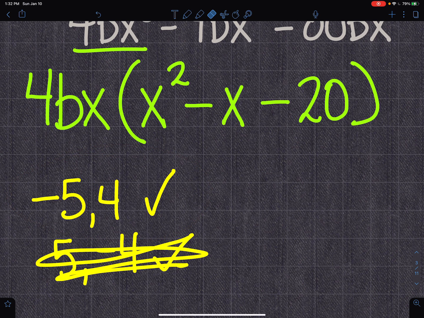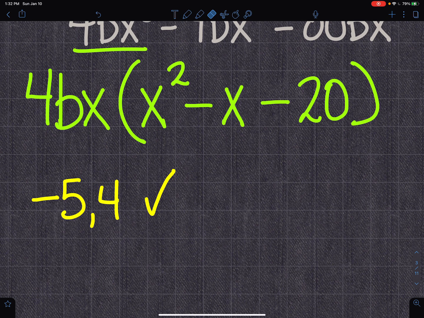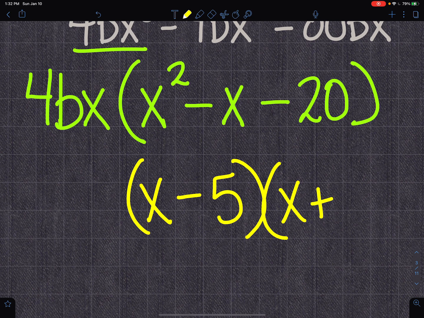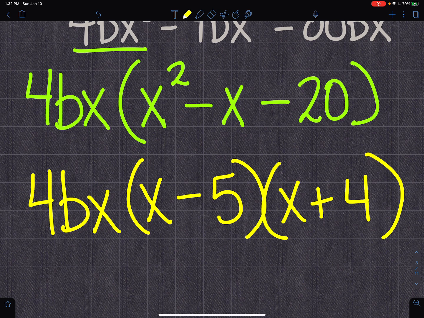Okay, so let's factor that. So I have a negative 5 and a positive 4. So this is going to be x minus 5, x plus 4. And then don't forget about the stuff you factored out before. So that is the answer to that problem.